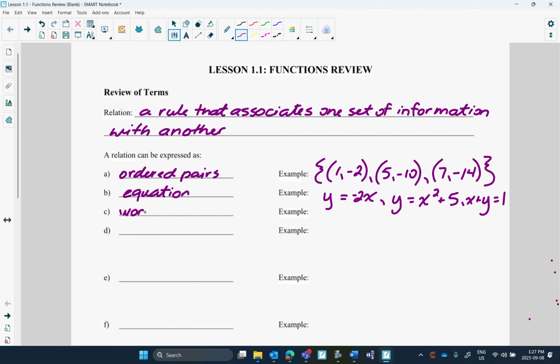Well, we could describe it in words. Output is -2 times input. That could describe the relation that I showed you in the ordered pairs.